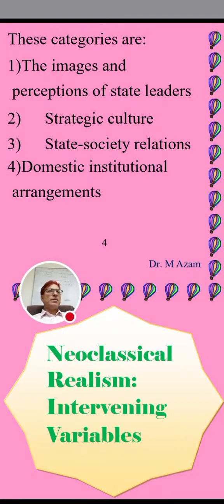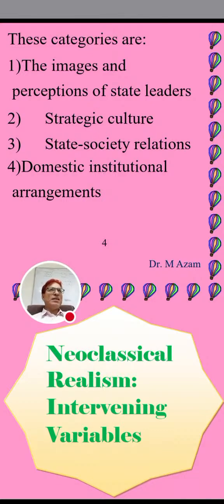Who are state leaders? Can anyone explain? Presidents, prime ministers, foreign ministers, senior bureaucrats, army chiefs, military leaders, senior politicians. They are the state leaders, and their perceptions and their images matter. People have a worldview. They have an image of the world, an image of their own state, and an image of other states.